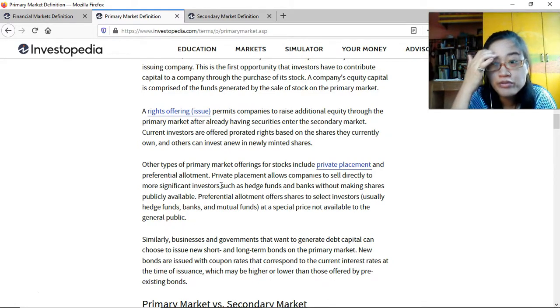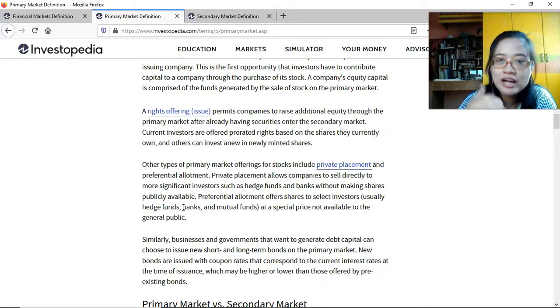So normally for preferred stocks, private placement allows companies to sell directly to more significant investors such as hedge funds and banks without making shares publicly available. So not only individual investors can buy securities. So we have investment houses, we have hedge funds, we have banks, and then we also have corporations that invest in other company shares, right? We have GSIS, SSS, PhilHealth, like that. They do invest some of their funds into the stock market, but most are actually invested in the bonds, okay, issued by the government or by private companies, okay.